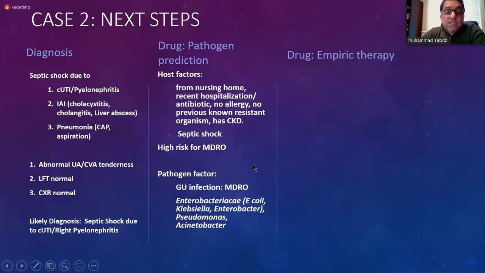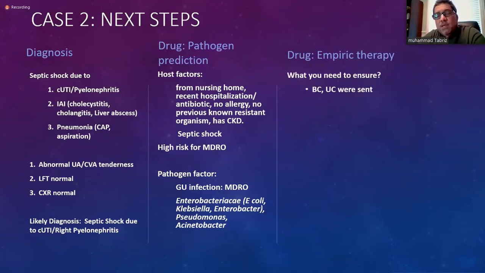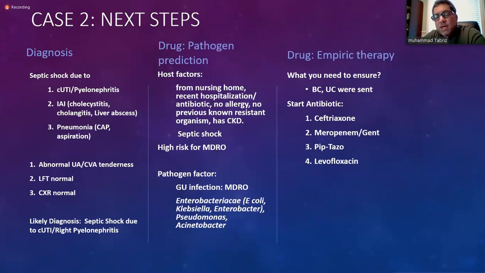So this patient has high risk for MDRO. When we say MDRO in this patient, as opposed to E. coli, that I mentioned, Klebsiella and everything, this could still be E. coli, but resistant E. coli. You could have Klebsiella, Enterobacter, Pseudomonas, Acinetobacter, all the nosocomial pathogens that we see are a possibility in this patient. So same thing, we did blood culture and urine culture. In this patient, you would start antibiotic.